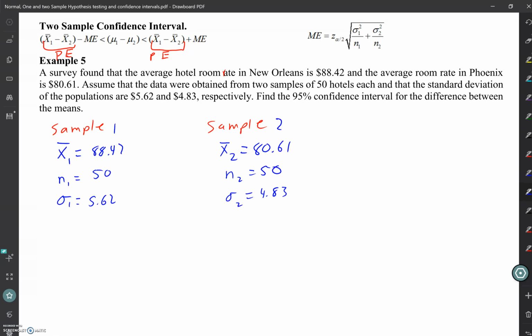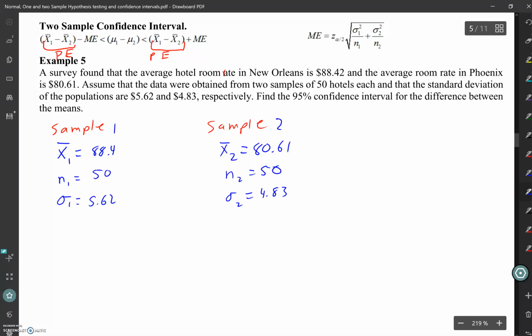Exactly. Which is why it's not super realistic, but we're going to get into a distribution in the future that we do not know with the population information. Oh, it's supposed to be 2. Thank you.